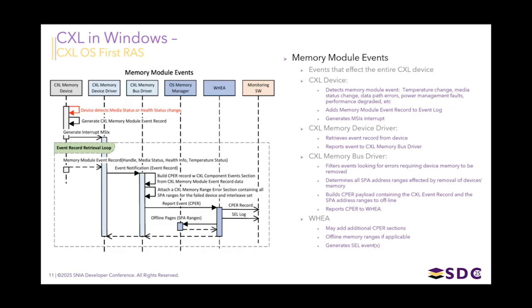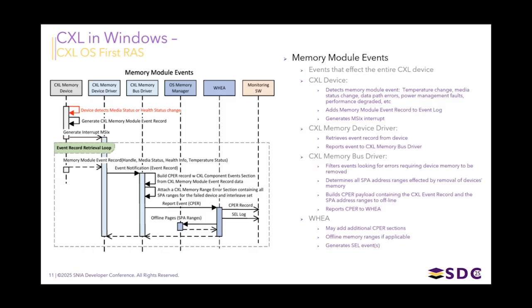A number of these are probably events we can just report and toss out and not have to act on them. However, if we decide that this is a fatal error, I've got to offline all of the memory for the device and potentially offline all of the memory for the entire interleave set. If this device is part of an interleave set and a critical memory module event happens, we're going to have to offline all of the addresses associated with it, including, the blast radius includes the entire interleave set in that case.